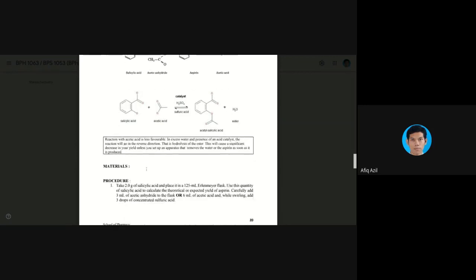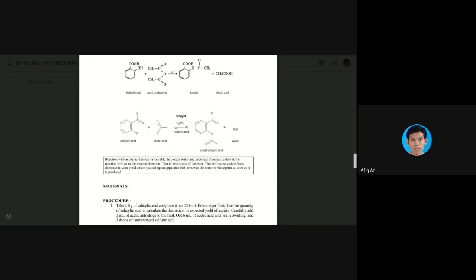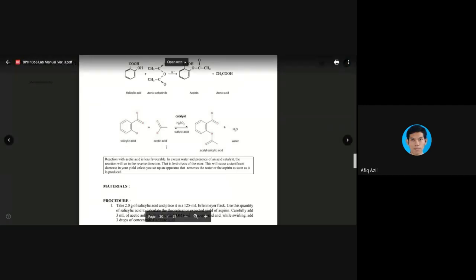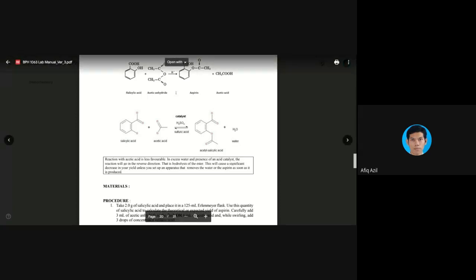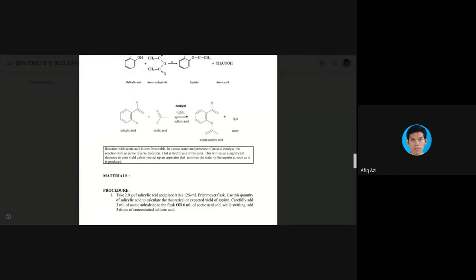Most of the time the yield will be less than 50%. You will get around 30% or 40%. This second reaction is less favorable, so we prefer to use the first method. But there's a reason why I put these two reaction schemes together. The reaction with acetic acid is less favorable.